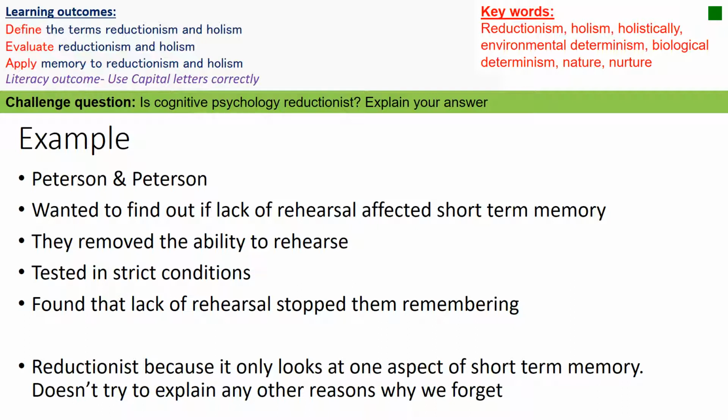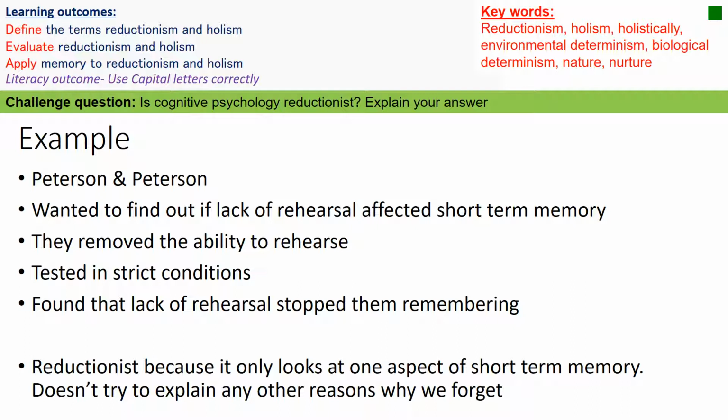Now, because of this, because they remove that ability to rehearse as well, that's reducing memory down to simple things, because we know in real life we do actually rehearse information in order to be able to remember things. If I said to you, I need to go to the shop and buy these 5 items, milk, bread, I don't know, you would say them on repeat to yourself to make sure that you remember them when you go into the shop.